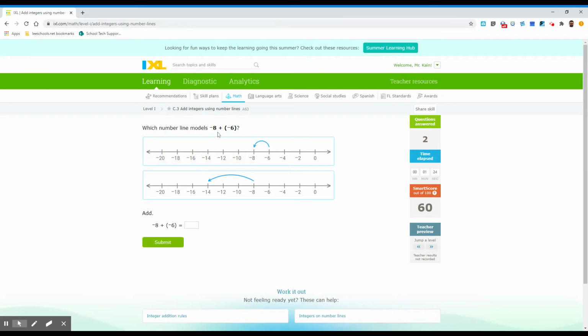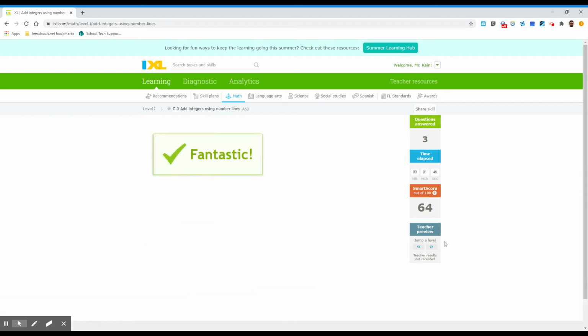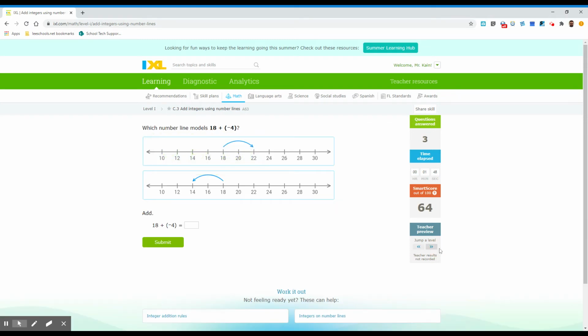Okay, so -8. First of all, why is this not right? Well, it starts at -6, right? Our math problem, our sentence starts at -8. So right away, without even looking, it's going to be this choice, right? And then the answer is where it ends off, which is -14. Like that. Okay, let's jump up again.